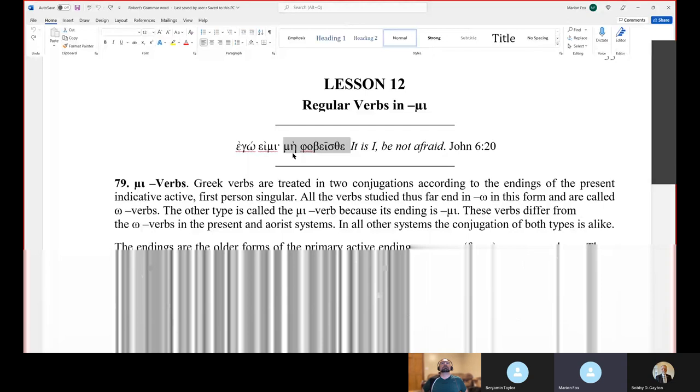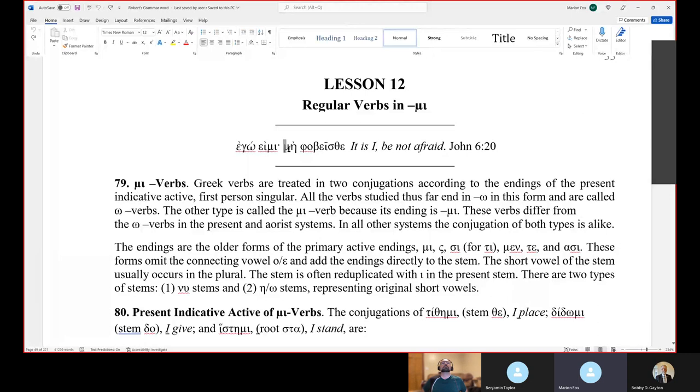And so me, this particle right here, is no or not. And it is not to be afraid. It actually would literally be translated, stop being afraid, stop fearing.